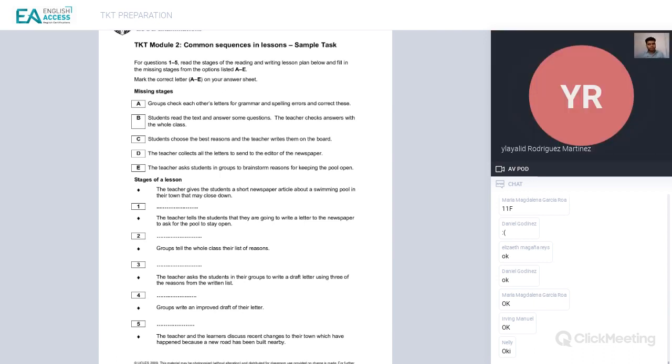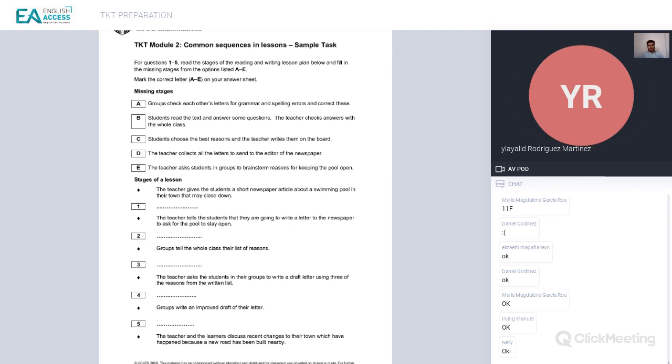A. Groups check each other's letters for grammar and spelling errors and correct these. B. The students read the text and answer some questions. The teacher checks answers with the whole class. C. Students choose the best reasons and the teacher writes them on the board. D. The teacher collects all the letters to send to the editor of the newspaper. E. The teacher asks students in groups to brainstorm reasons for keeping the pool open.